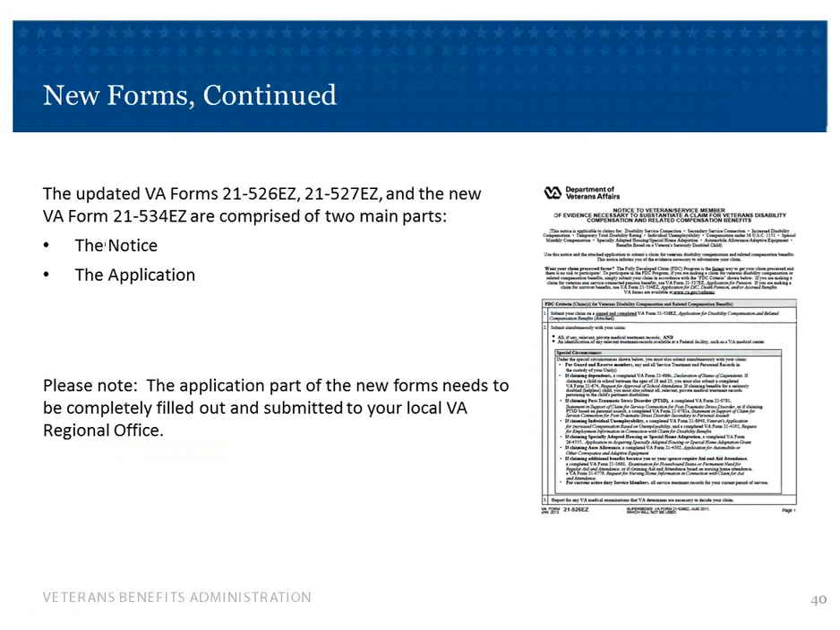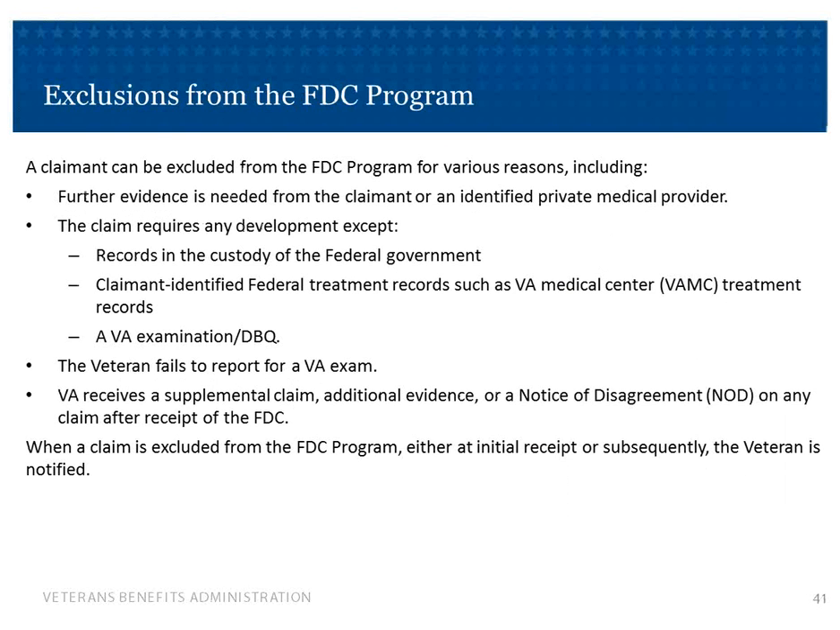The three forms on the last slide are comprised of two parts: the notice of evidence necessary to substantiate a claim for veterans' disability compensation and related benefits, and the actual application. The notice contains all the instructions, evidence tables, etc. that a veteran will need to file his or her claim.